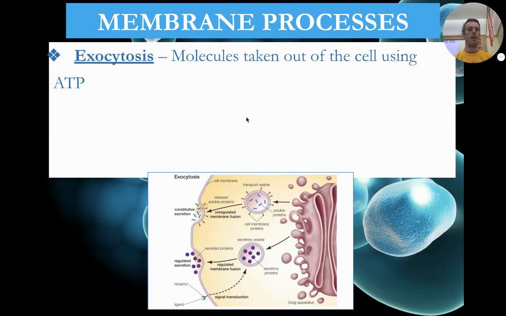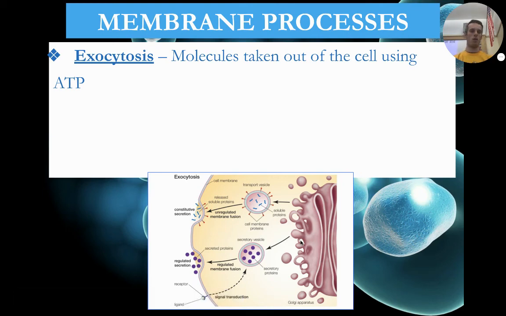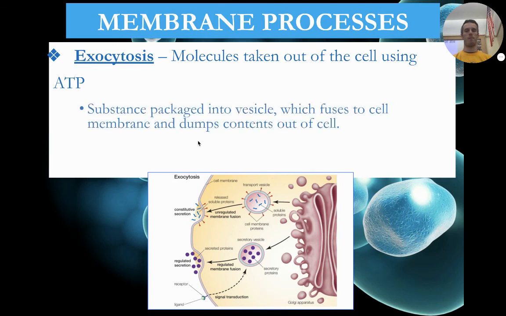Now, the opposite of endocytosis is exocytosis, and molecules, instead of coming in, are being sent out. So remember, the Golgi apparatus is packaging up proteins and other large protein-related molecules and making vesicles and then sending them to other parts of the cell. But sometimes the vesicles are going to want to dump the contents outside of the cell so that those proteins or whatever can get sent elsewhere.